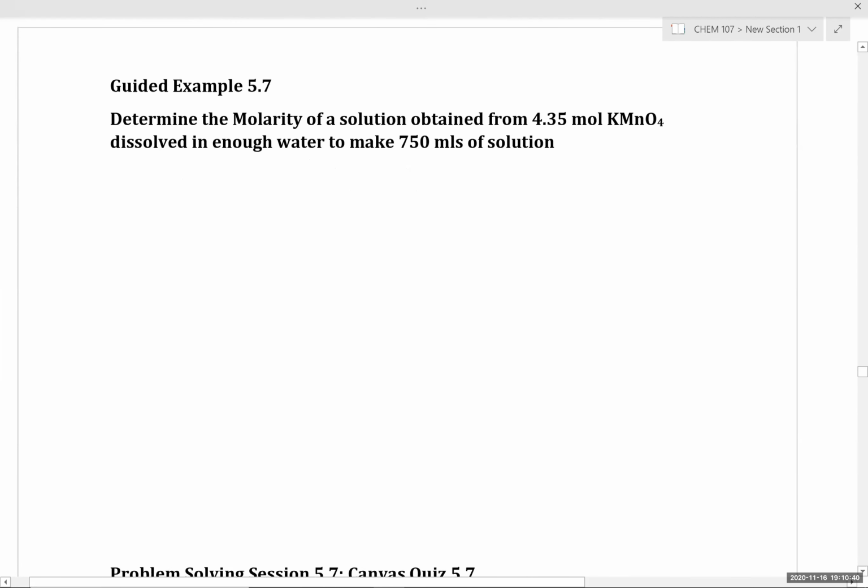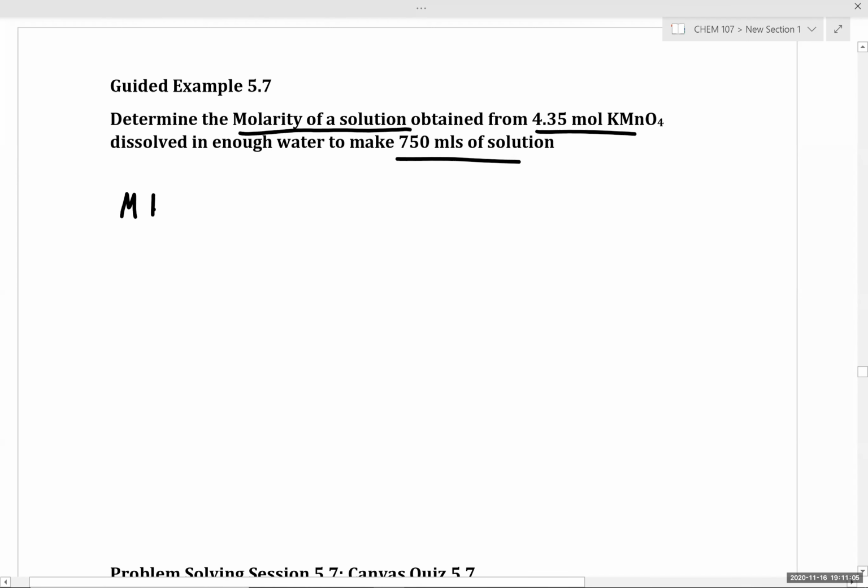Okay, so let's practice some calculations here. I'll do the first and you'll follow up with the second. In this case, you're asked to determine the molarity of a solution obtained from 4.35 moles of potassium permanganate dissolved in enough water to make 750 milliliters of solution. Now this is where you have to be careful with the units.